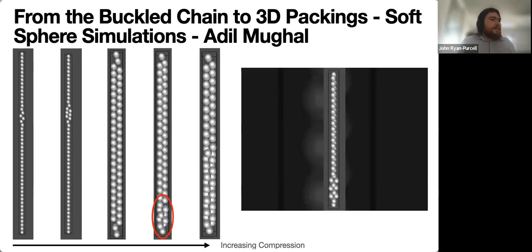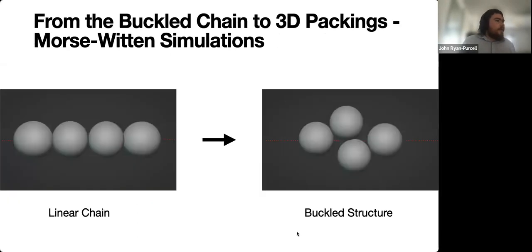I implemented some calculations on Morse-Witten, and the results are rendered in Blender here. Under compression, I used 4 spheres, unlike the 1, 2, and 3 sphere systems, because this 4 sphere system is the first time you will see the development of these 3D buckled structures. Everything else will obviously remain in one plane. So we start with the linear chain. The red dashed line represents the central axis of the confining potential. We move to the buckled structure.